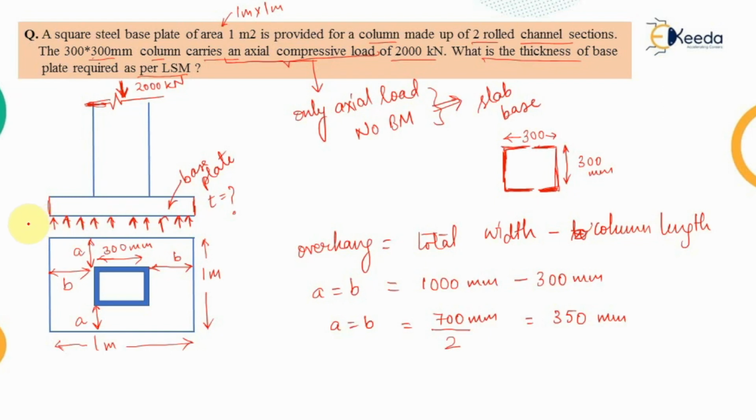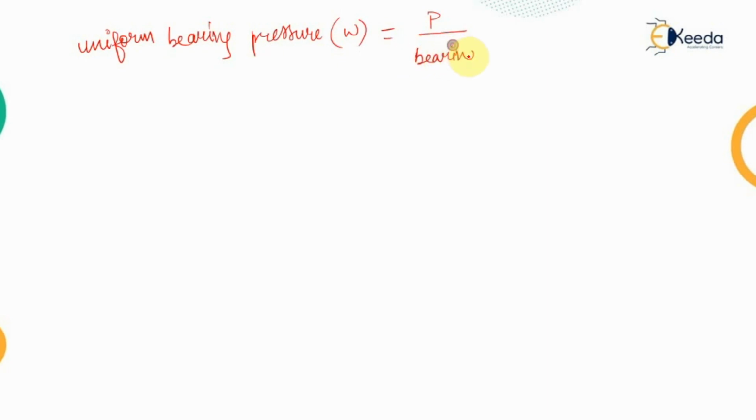So if we take this uniform bearing pressure as w, calculating this uniform bearing pressure, which is denoted by the small w value, that is equal to the load which is subjected on the column base plate, that is P, divided by the bearing area. Bearing area means the area which is transmitting the load safely to the column pedestal, or the concrete below the column base plate, or it is distributing the load safely through the column base to the concrete pedestal.